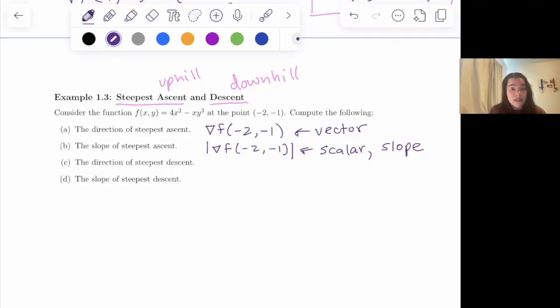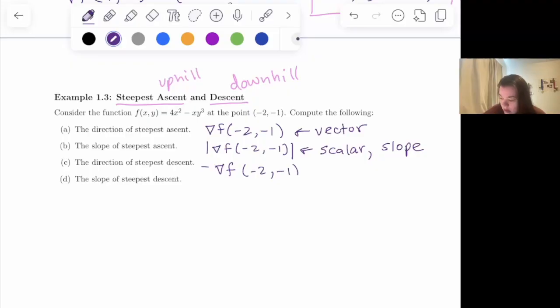Part C asks us to find the direction of steepest descent. That's downhill. The good news is we'll have done the majority of the work by the time we get to that question. But the direction of steepest descent is the negative gradient vector at the point in question.